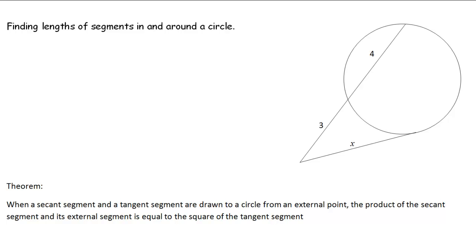Okay, just wanted to do this problem for you. It says finding lengths of segments in and around a circle. So they want us to find the length of this x right here. And x is a tangent to the circle because it's only touching that circle once right there, and that's called the point of tangency. So this is called a tangent.